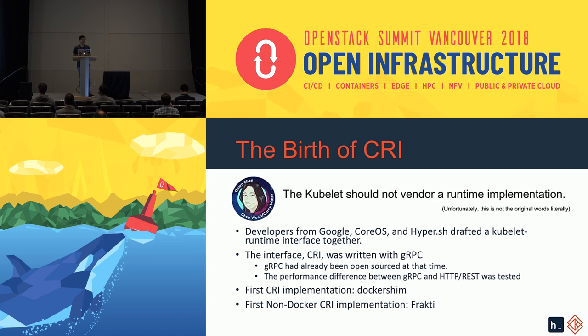That's the beginning of the CRI. At that time, it was late 2015. gRPC had already been released, and we did a benchmark between gRPC and the HTTP REST interface, and it was clear we should choose gRPC as the interface format. Then the Node team implemented the first CRI implementation, the Docker shim. And the Hyper.sh team and the Google team together created another implementation called frakti, for the hyper runtime.